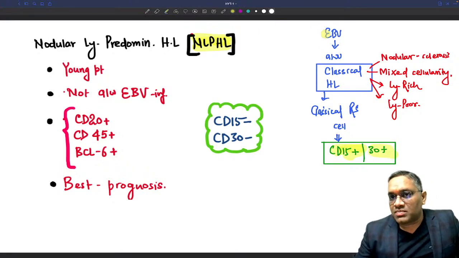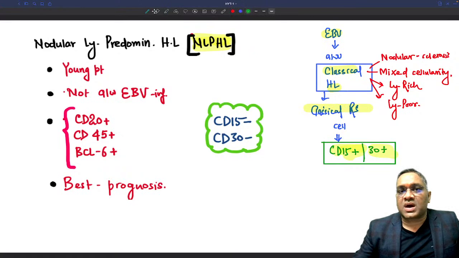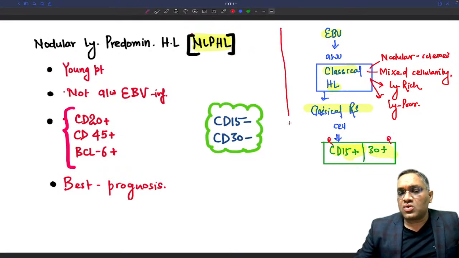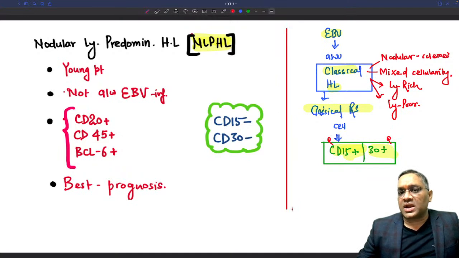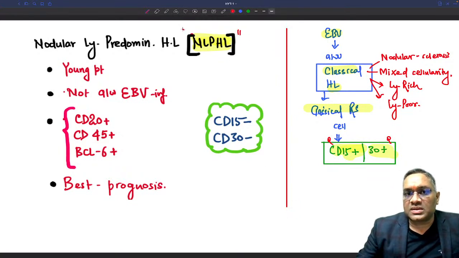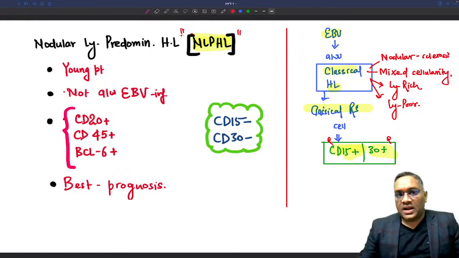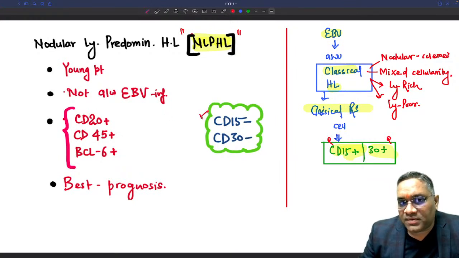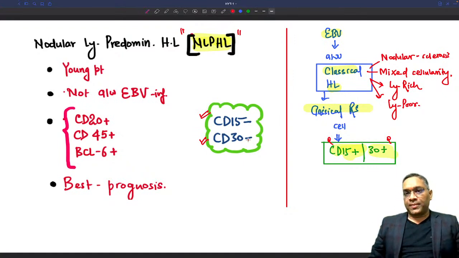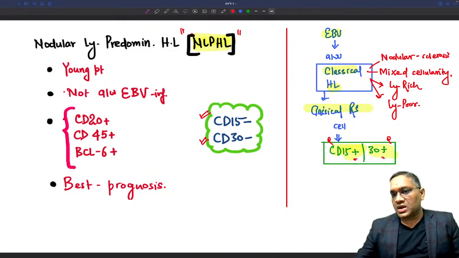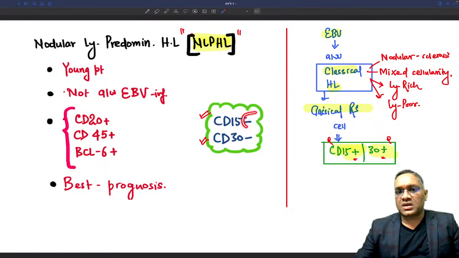Now understand, Epstein-Barr virus will come in classical Hodgkin's lymphoma, and classical Reed-Sternberg cells will be positive for which marker? They will be positive for CD15 and CD30. But when you compare with nodular lymphocytic predominant Hodgkin's lymphoma, this is non-classical, right? That is why in them CD15 will be negative, CD30 is negative. So both are negative. Here it was positive, but here you can see this is negative. 15 negative, 30 negative, right?